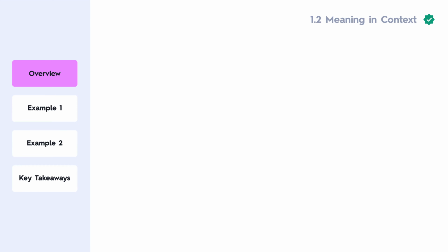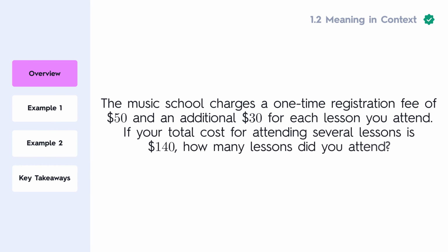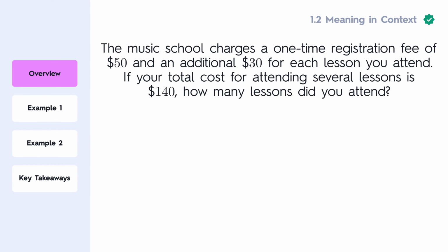The most important thing to remember is that linear equations let you model and solve real-world problems by turning words into math. By identifying the meaning of each part of the equation, you can interpret and solve problems effectively. The key idea is that the variable typically represents an unknown quantity, while constants represent fixed amounts in the context of the problem. By the end of this video, you'll know how to interpret the meaning of each part of an equation and apply it to real-world situations.